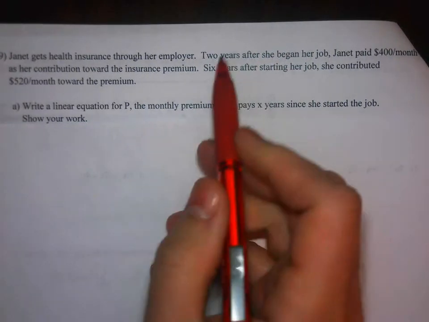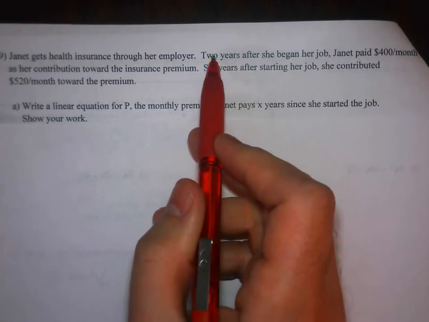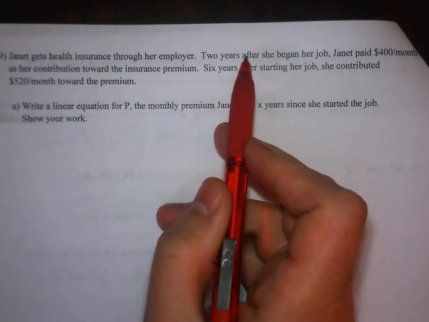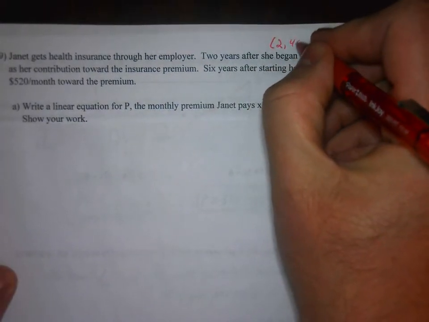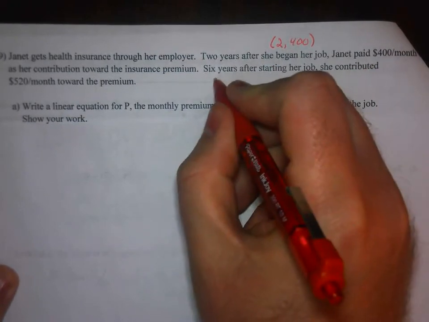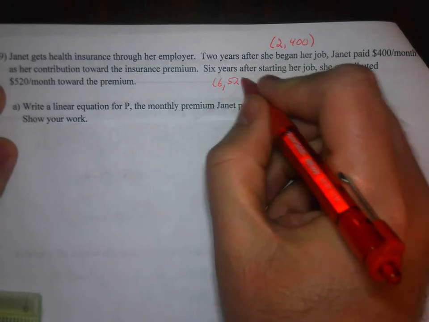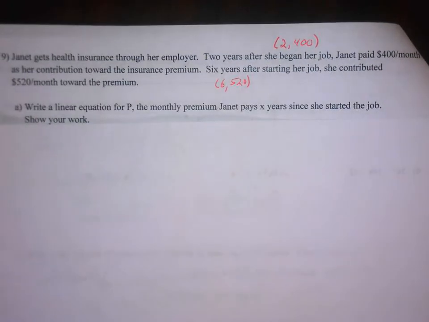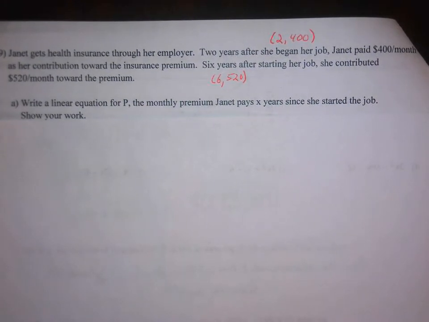So again, they didn't tell you when she started her job it was $400 a month. They're saying 2 years after she began. So what they're telling you there is a point (2, 400), and 6 years after she started, that's (6, 520). So they're giving you 2 points basically. So the process will be the same. Pause the video and try this, and I'll show you the answers.